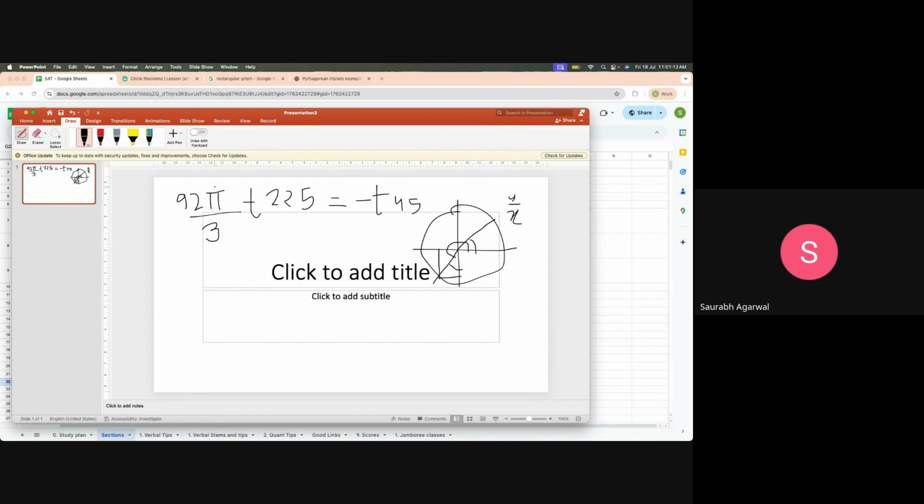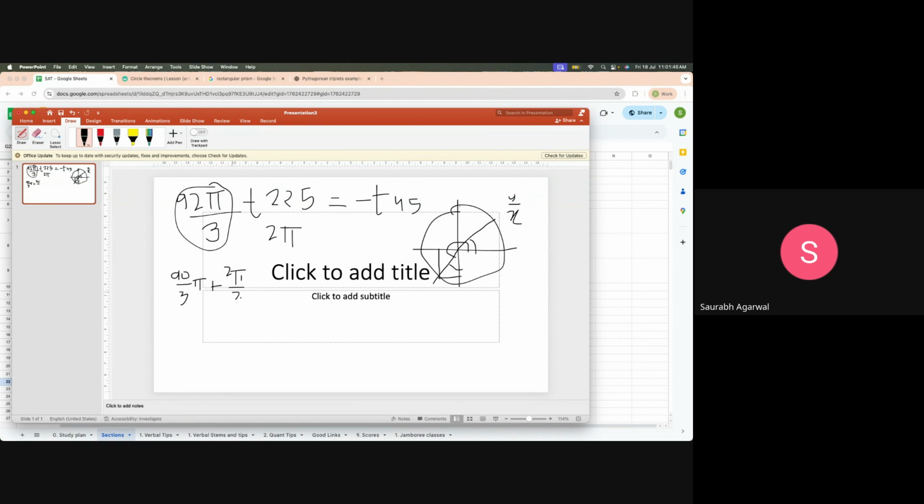Okay, similarly, you can do it for 92 pi by 3. You just keep in mind that at 360 degrees, one circle gets completed. So 360 degrees is 2 pi. You also have to remember that pi is 180 degrees. So you have to separate out how many 2 pi's are there. This can be written as 90 pi by 3 plus 2 pi by 3, right?